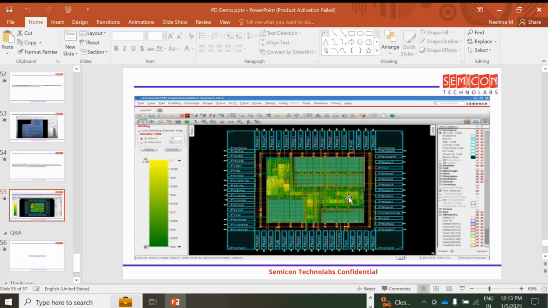Any questions so far on the EDA tools, Synopsys EDA tools and Cadence EDA tools? Anybody, any questions? Is it matching? The project which you guys did in Innovus, was it DTMF or any other project? Is it clear, everyone? Any questions?